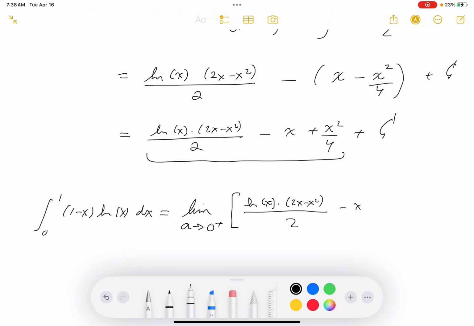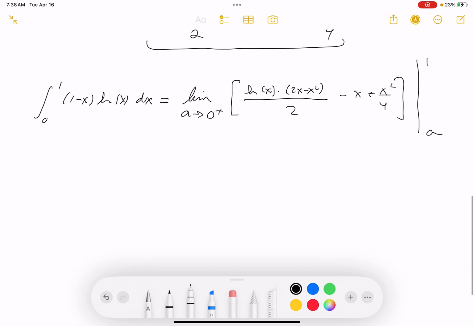Over 2 minus x plus x squared over 4, and this is going to go from a to 1. All right? Well, a couple of things I can do off the top of my head right now. I can certainly do the upper limit, and the natural log of 1 is 0. And then you get this upper limit, you're just going to get minus 1 plus 1/4.